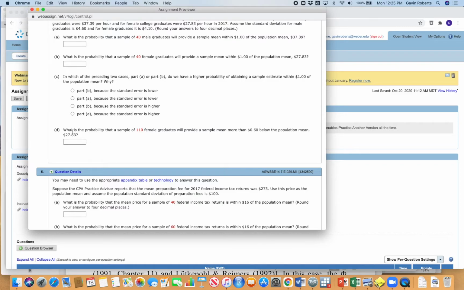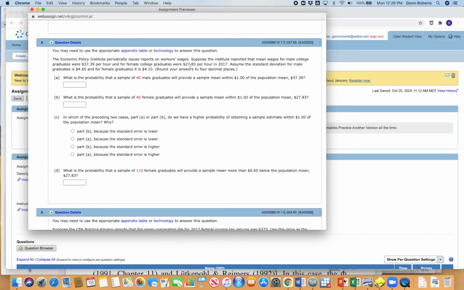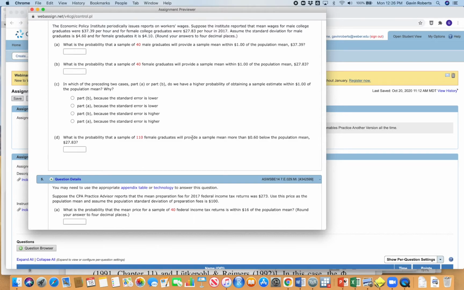This asks: what is the probability that a sample of 110 female graduates will provide a sample mean more than 0.6, or 60 cents, below the population mean? The population mean is 27.83, as they told us up there. So another way to ask that is, what's the probability that I take a sample of 110 female graduates and the sample mean of those wages is below $27.23, right? Because that would be 60 cents below.